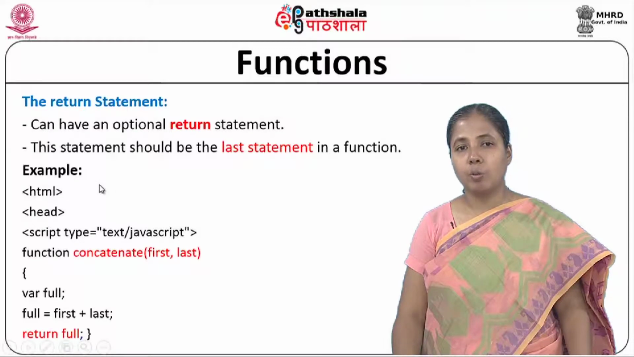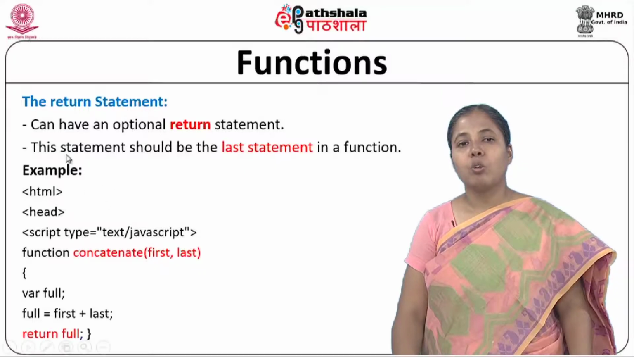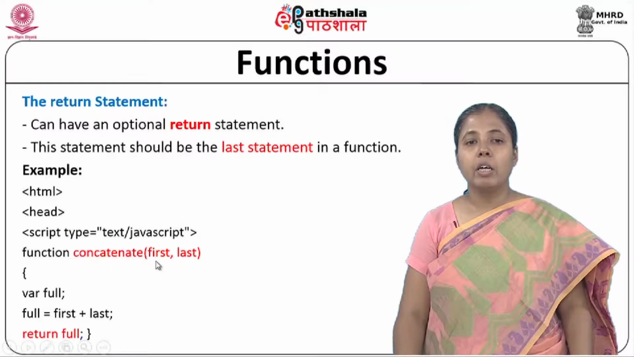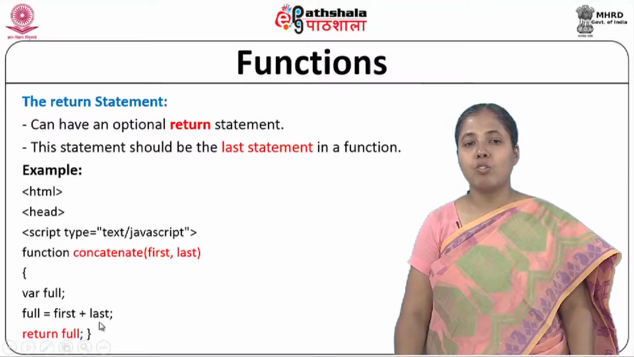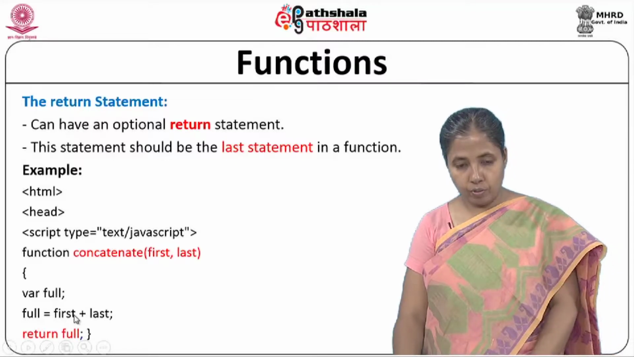If you want to return something, you do not give a return data type, but you can make use of a return statement to return some value from the function. The return statement should be the last statement in a function. So now you have defined a function called concatenate. It takes two strings and tries to concatenate them, and you are returning the concatenated value of the two strings. So this is the function you have defined.